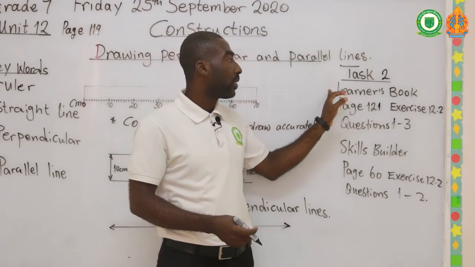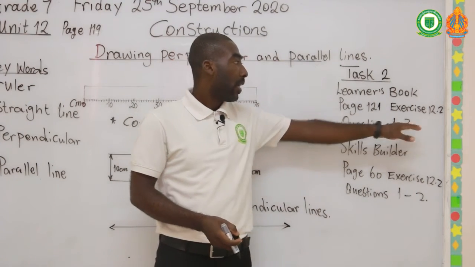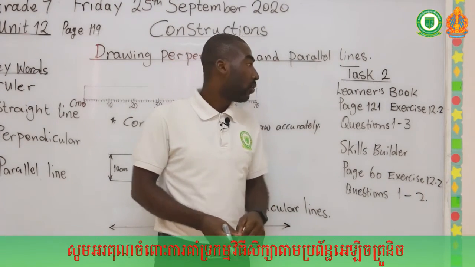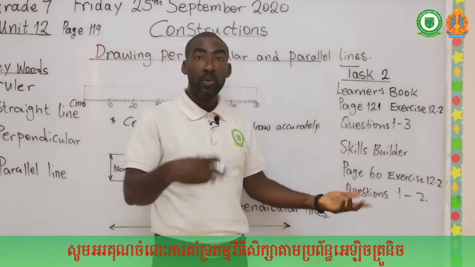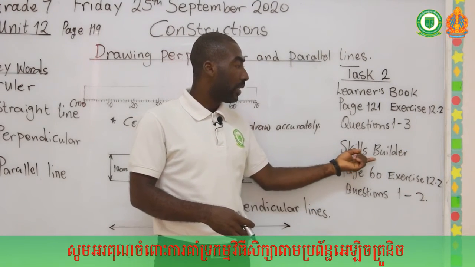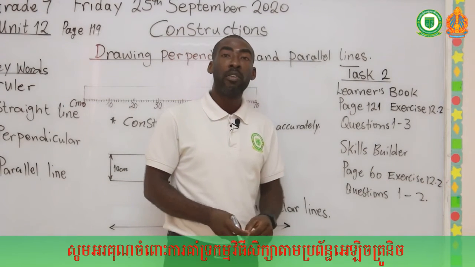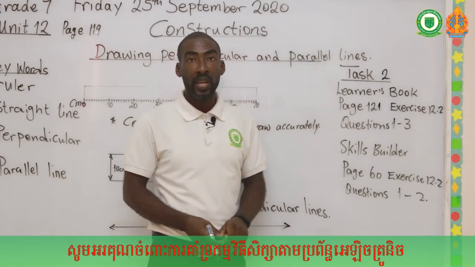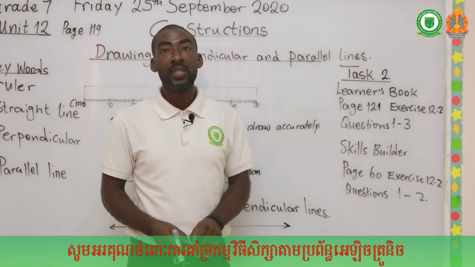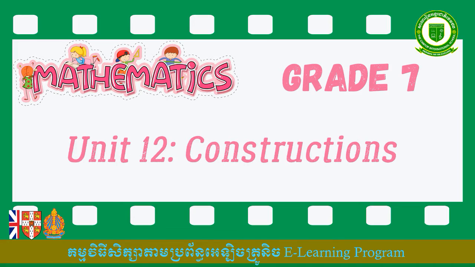So please, I want you to turn to the learner's book, page 121, exercise 12.2. We are doing questions 1 up to 3. And then when we finish, we go to the skills builder, page 60. We do exercise 12.2. Also over there are two questions there, okay? So after this exercise, we'll meet in our final and third video.